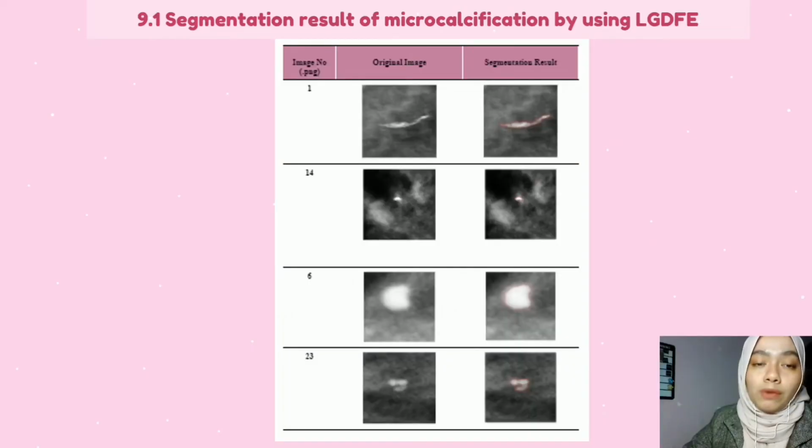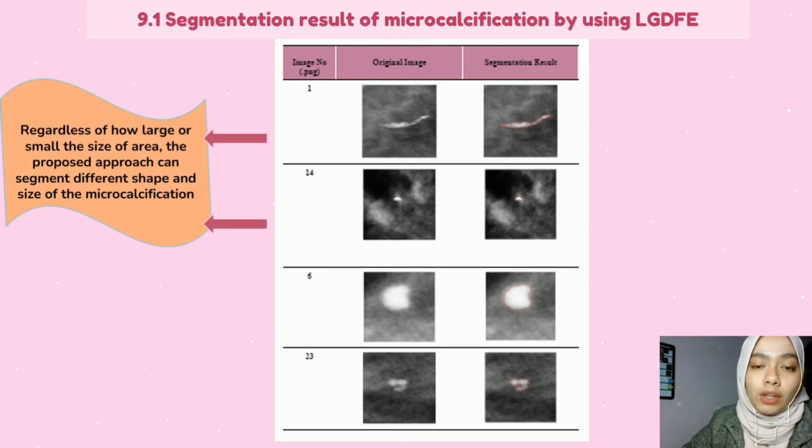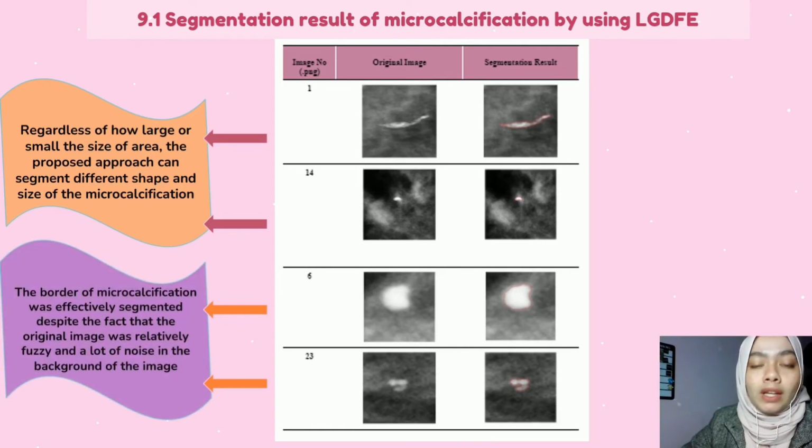Alright, next we move on to the segmentation result of microcalcification by using the LGDFE method. As you can see over here, this image was segmented by the method. Regardless of how large or small the area is, the proposed approach can segment different shapes and sizes of the microcalcification. Next, the body of the microcalcification was effectively segmented even though the image was fuzzy and had a lot of noise in the background. Therefore, this LGDFE method achieved our objective.